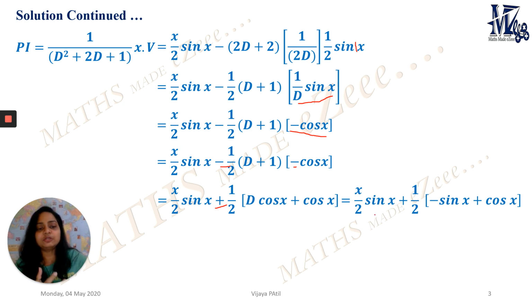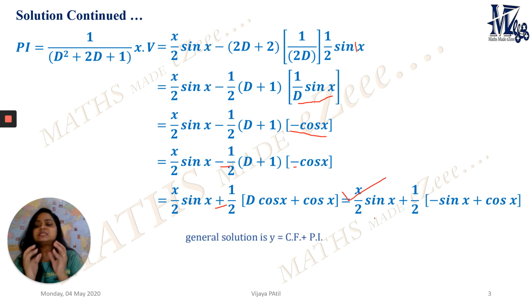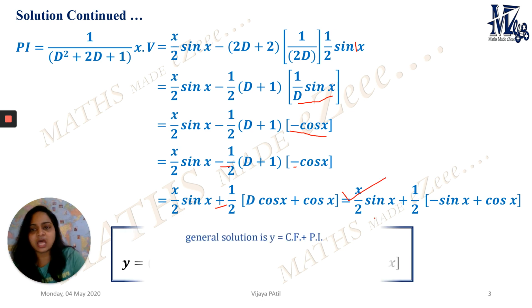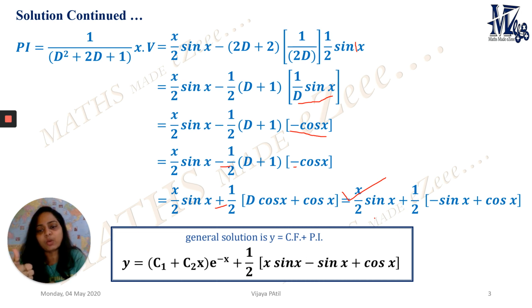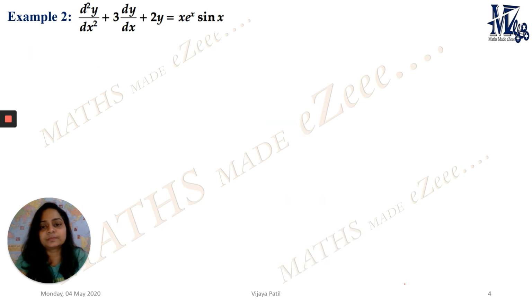Where to stop is that whenever we have got rid of all the D's out of this. So that means we have got the PI here, and as I've told you, CF plus PI will give me the general solution. We have got the CF from slide 1 and the PI from slide 2. So this y, that is the total or complete solution, will be y is equal to (C1 plus C2x) e to the power minus x plus half x sine of x minus x plus cos of x. So this is the way of doing it using the formula which I have discussed now.